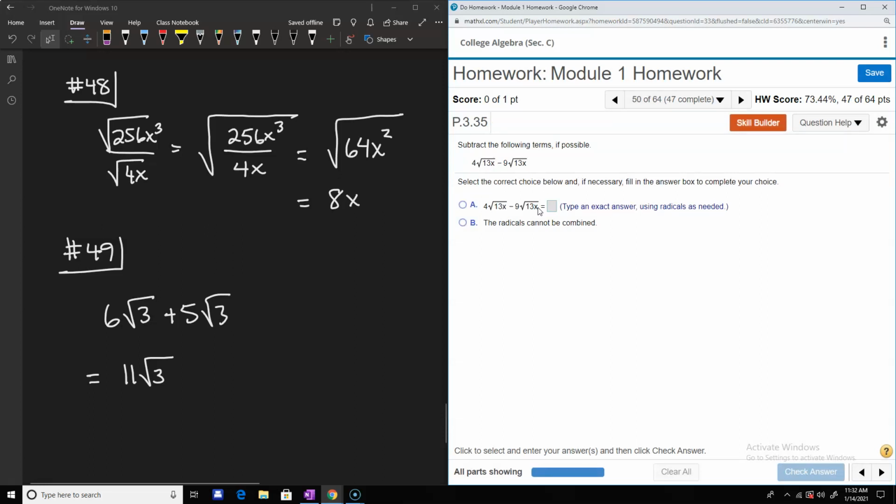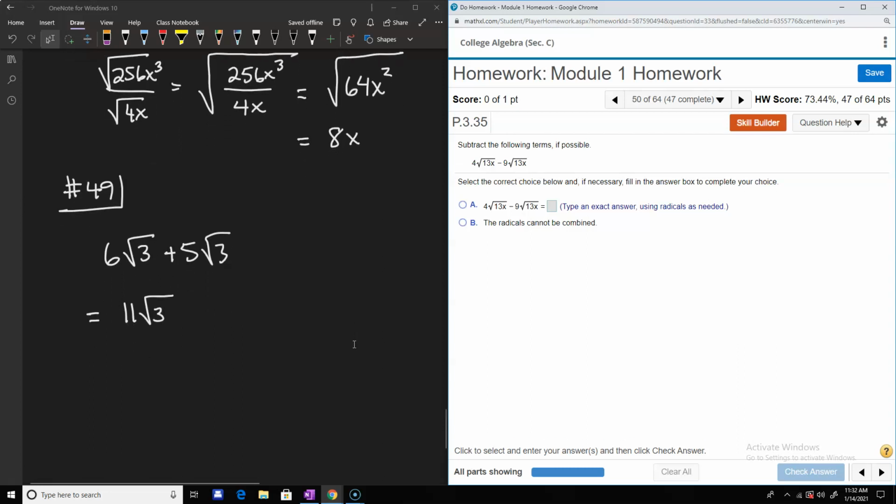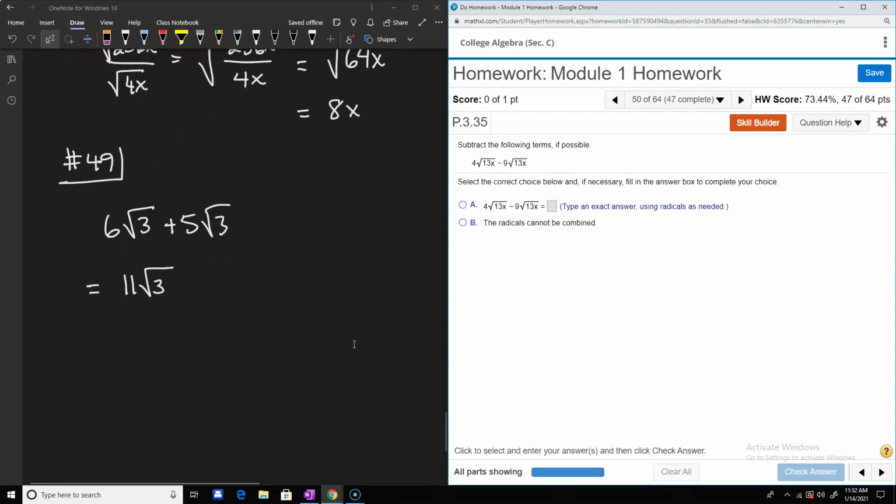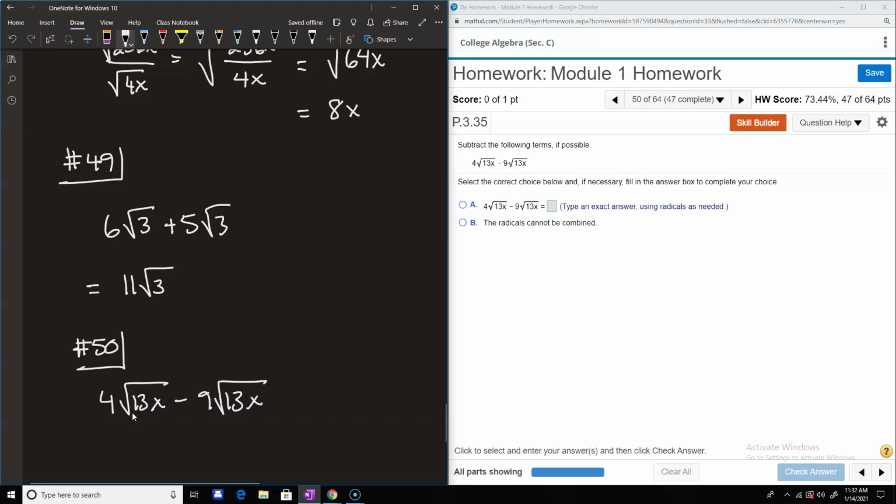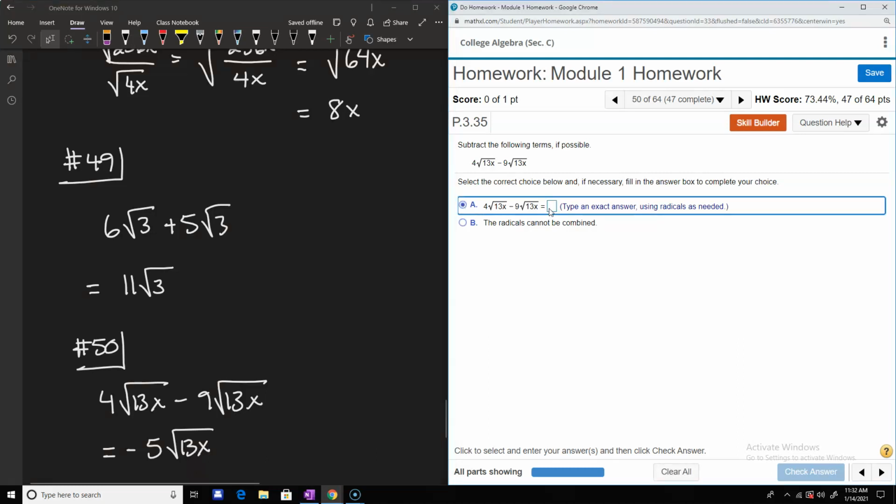Similar thing here. The square root of 13x makes these like terms, so we just need to do 4 minus 9, which is negative 5. So for number 50, you have 4 square root 13x minus 9 square root 13x, and the 4 minus 9 would make negative 5, so this just simplifies to negative 5 square root 13x. This is just like simplifying like terms with regular variables.